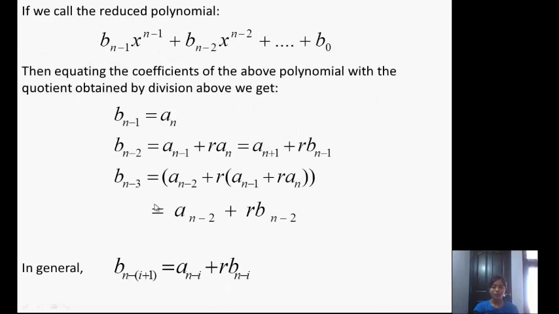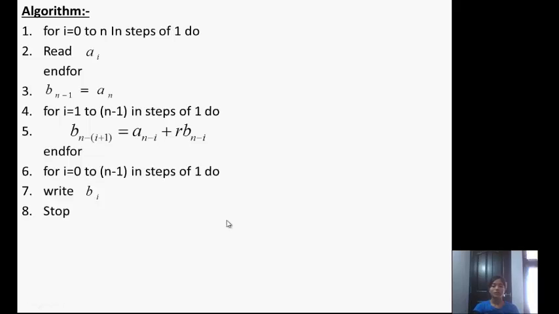So we can see that to compute the value of b(n-2), we have to first compute b(n-1). After that we can calculate the value of b(n-2), and the same for b(n-3). To compute the value of b(n-3), first we have to compute the value of b(n-2), and in this way we can find all the terms. So in general we can write b(n-i+1) equals a(n-i) plus r into b(n-i). So the algorithm for this is, in the first step we have to read our ai.